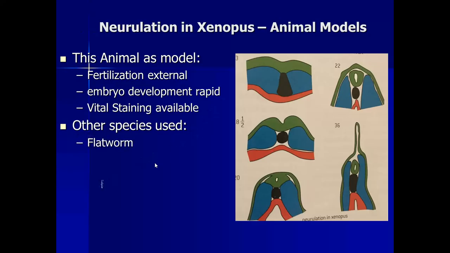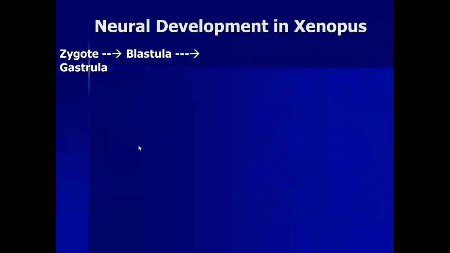So besides the Xenopus, why do we use Xenopus? We use flatworms, fruit flies, mice. Of course, always keep in mind the ethical issues of using something that you have to kill to study it. All right. So the Xenopus here.